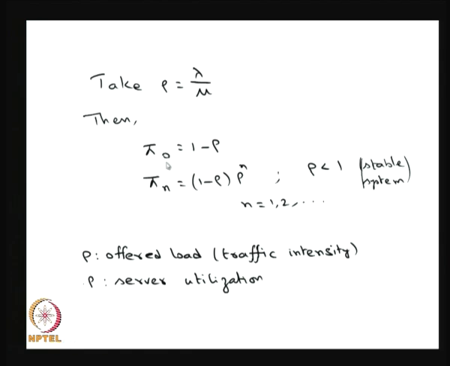This rho can be visualized as the offered load also, because rho is the mean arrival rate lambda over the mean service rate mu, and this ratio gives the offered load. And 1 minus pi naught is the probability that the system is non-empty, and that is nothing but the server utilization. Server utilization is the probability that the server is busy. The server will be busy as long as the system is non-empty. So, rho is the server utilization, and in the longer run the server utilization is rho.